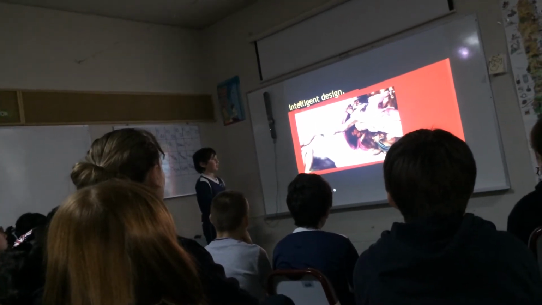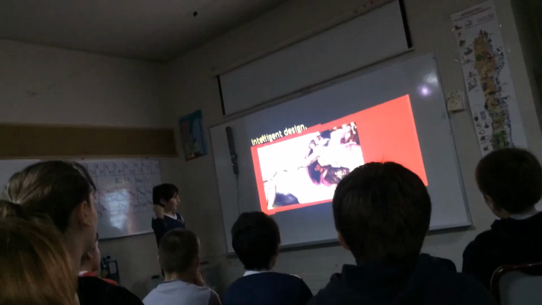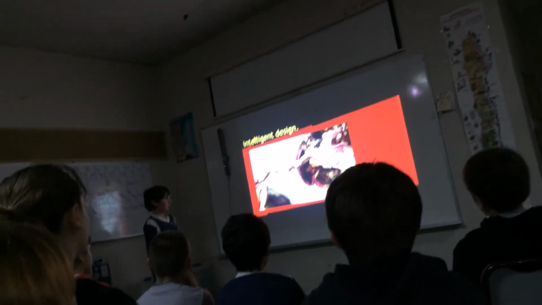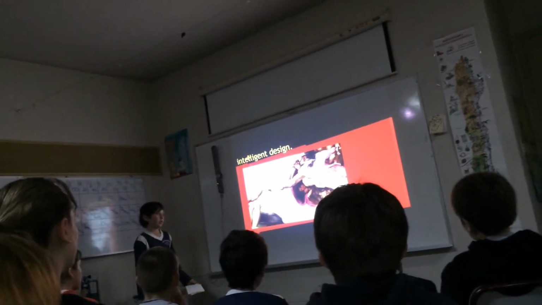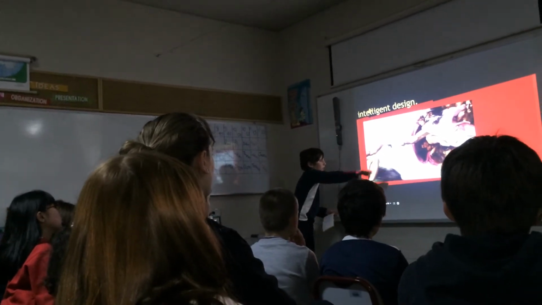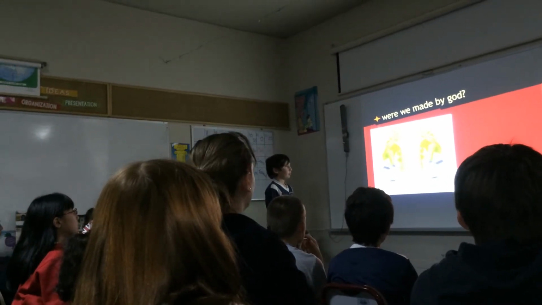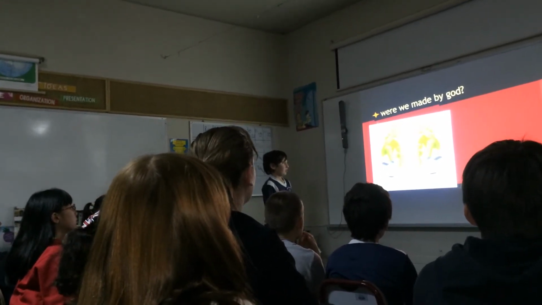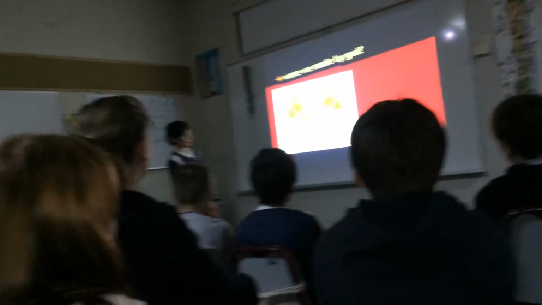Intelligent design. Intelligent design is a theory that the creationists made, that God made humans as they are today, with Adam and Eve or other religions that way. Nobody can prove it, and nobody can prove that it isn't true. So nobody really knows; some people keep believing that it's true, and some people believe that it isn't true.